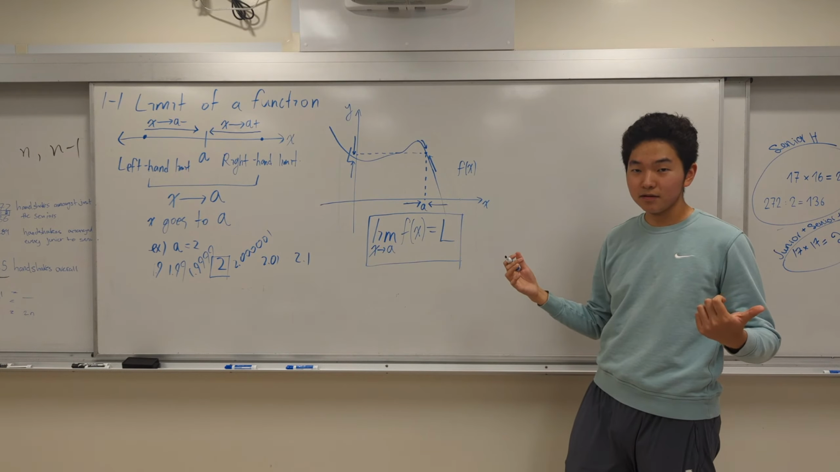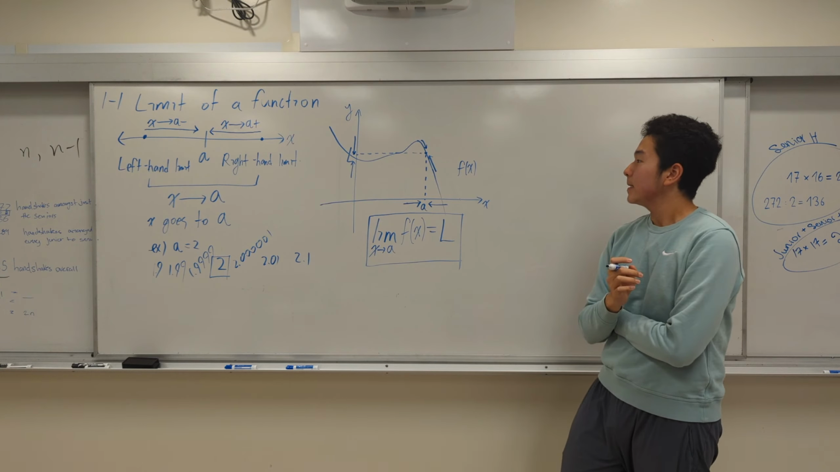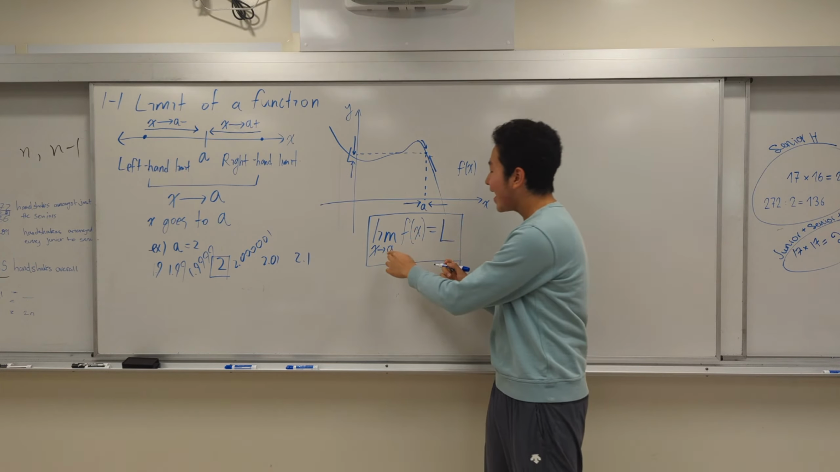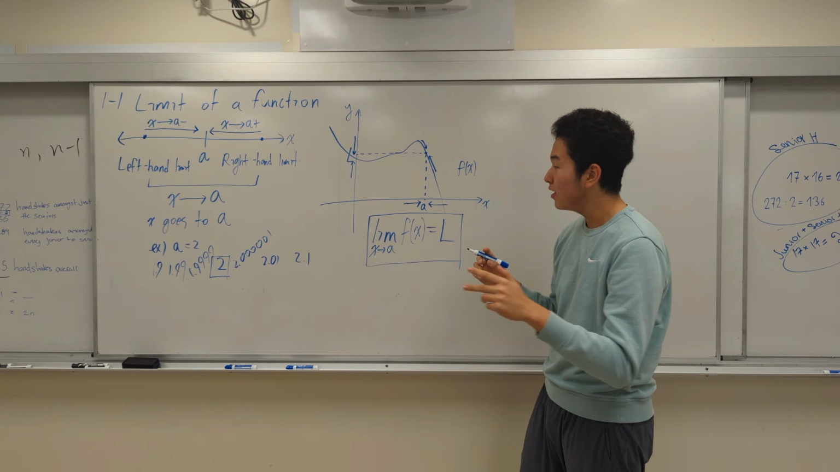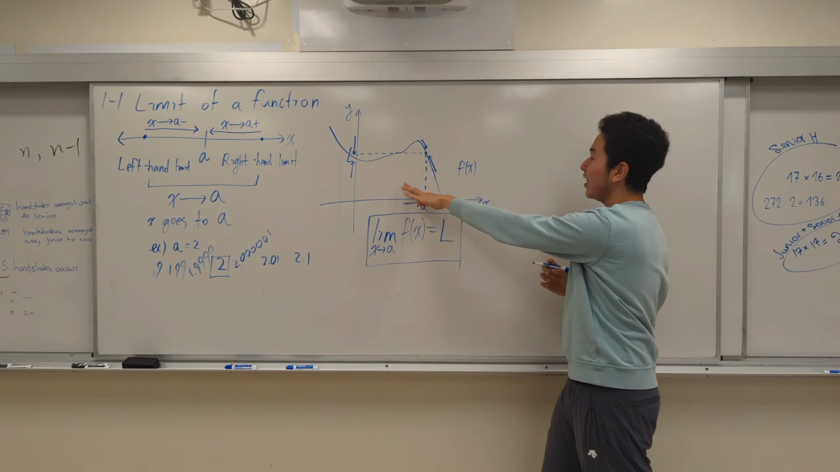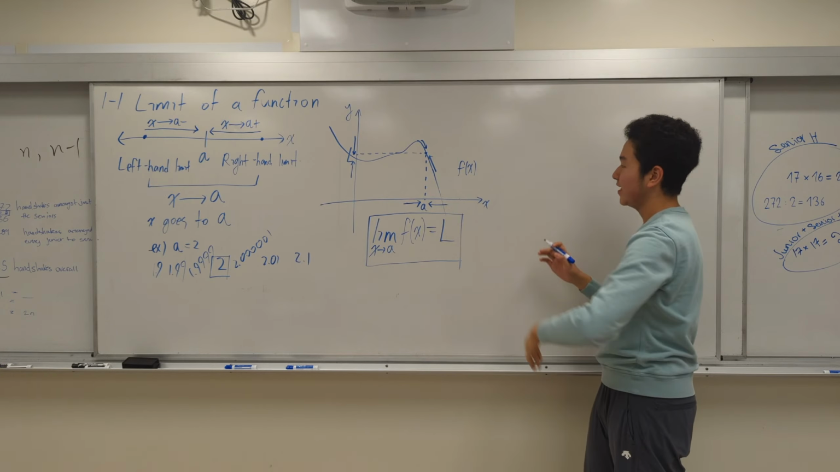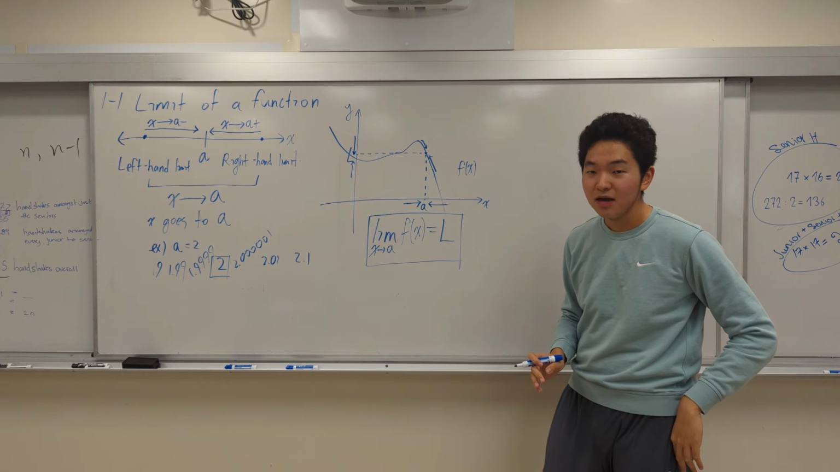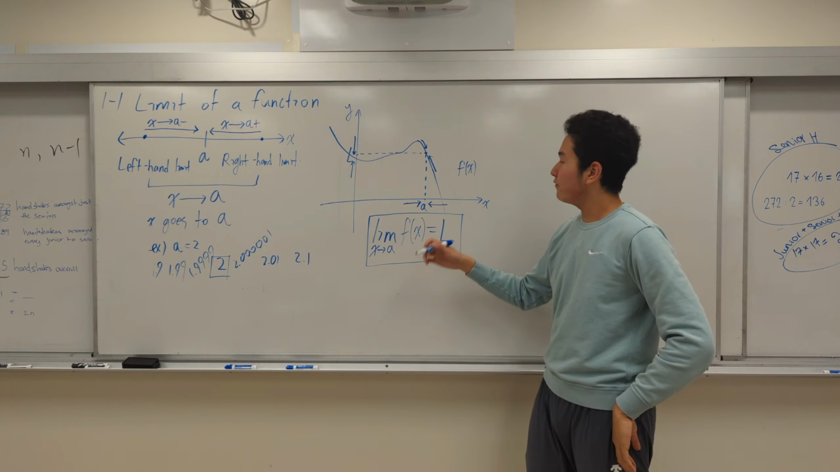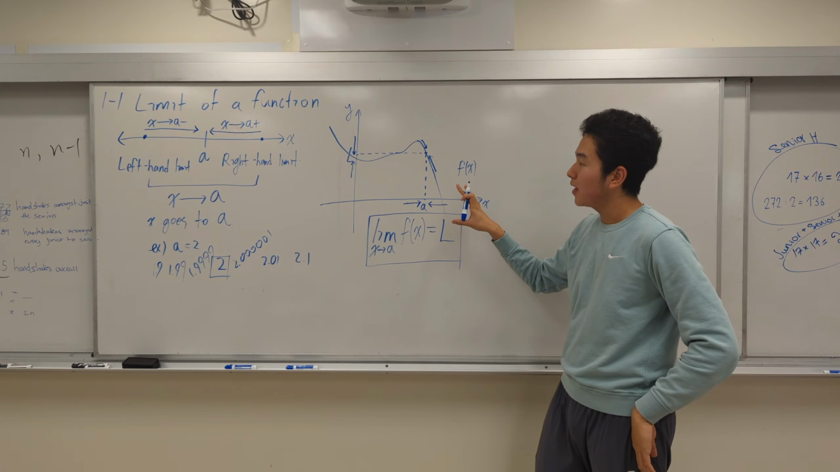Okay, got that? So remember, when we say x goes to A, we're doing two things at once. We're observing this from the left-hand side as we approach from the left-hand side, and we're also approaching from the right-hand side and observing that as well. If I say x goes to A, we have to do that all at once.